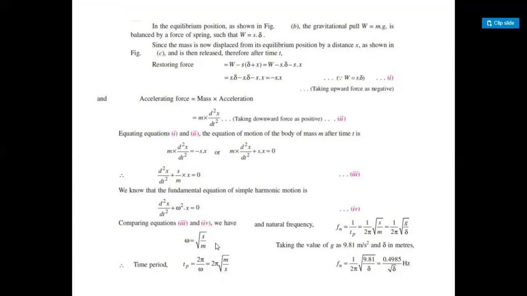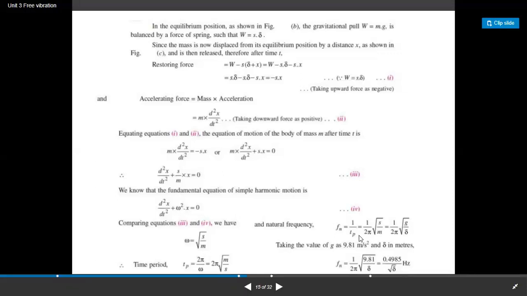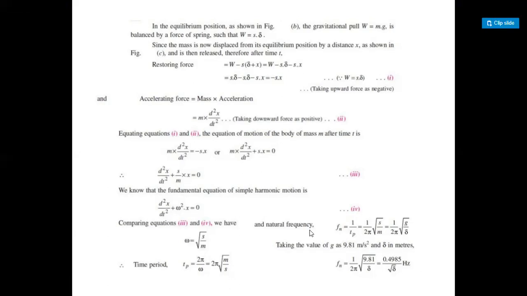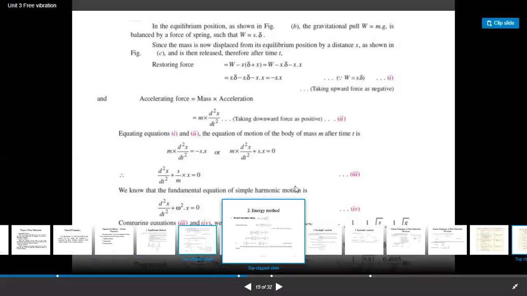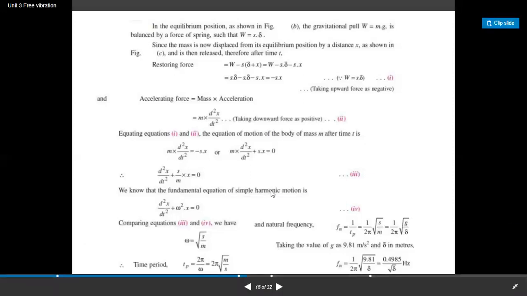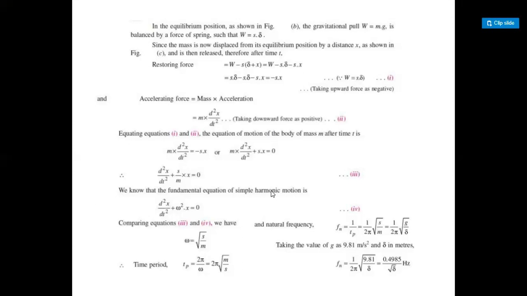Omega is under root s upon m, and the equation for the natural frequency Fn is equal to 1 upon Tp, where Tp is the time period, and is equal to 1 upon 2 pi under root s upon m. So we can take Fn is equal to 1 upon 2 pi into omega, or Fn is equal to omega upon 2 pi, right? So the time period is also taken as Tp equal to 2 pi upon omega, or you can say that time period is equal to 2 pi under root m upon s.